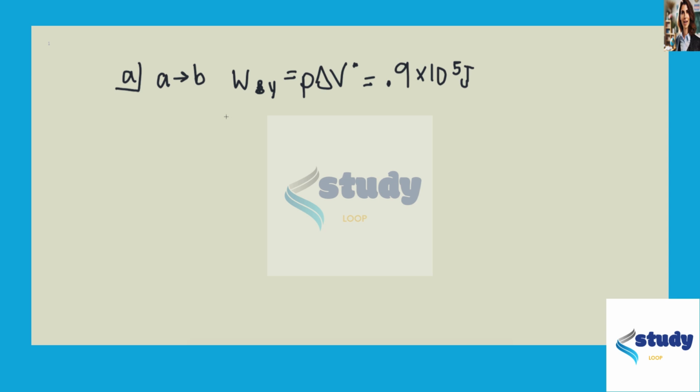So that's what I got. And then you want to get your delta U, and that's equal to nC_V delta T. We can use our ideal gas law to get delta T. So for a constant pressure, you can just say it's P delta V over nR. If you plug that into here, then you get that C_V over R, C_V divided by R times P delta V is your delta U.